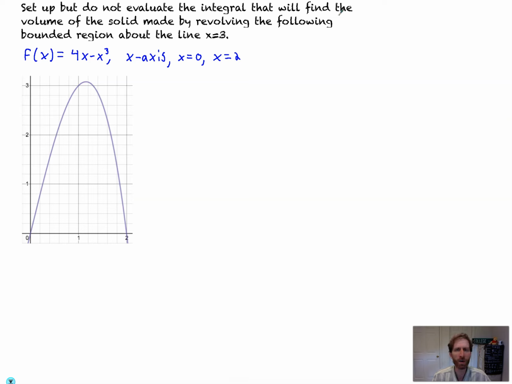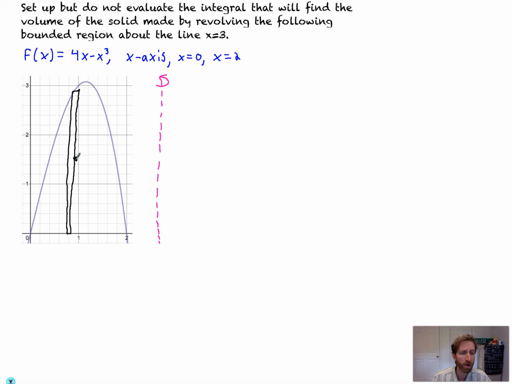Set up but do not evaluate the integral that will find the volume of the solid made by revolving the following bounded region, the same one, about x equals 3. So this problem is a little bit different in that we're rotating it about a line, not the x or y axis. All right, so how do we deal with that? Well, when we rotate about that, again, you're going to draw on your rectangle. We're revolving it about the line x equals 3, and our rectangles need to be parallel to the axis of rotation to make a shell.